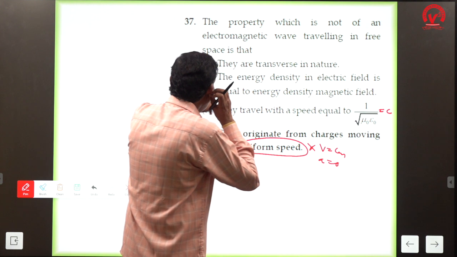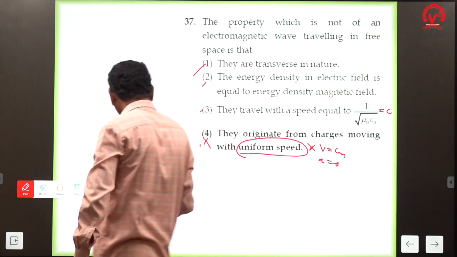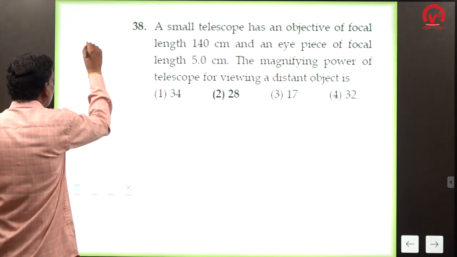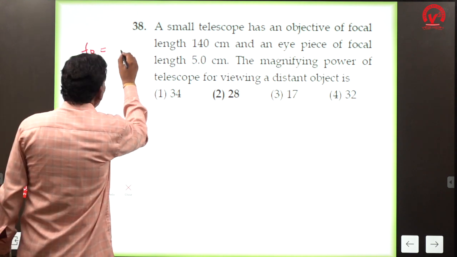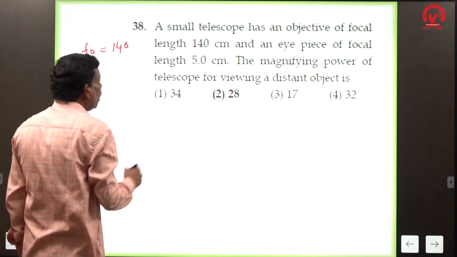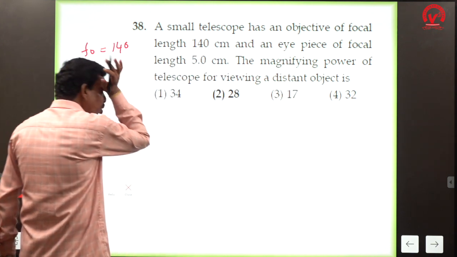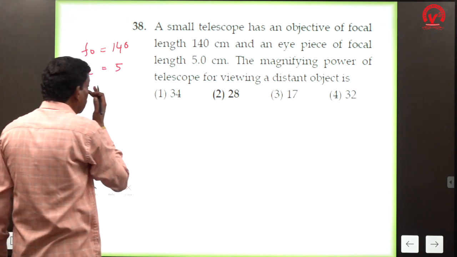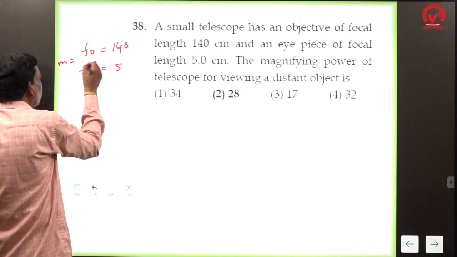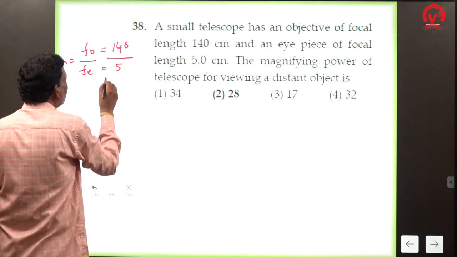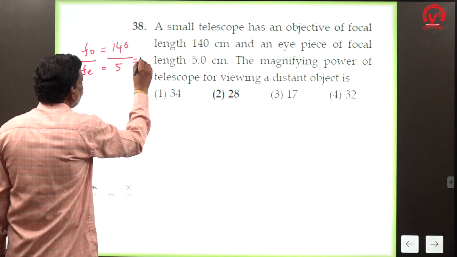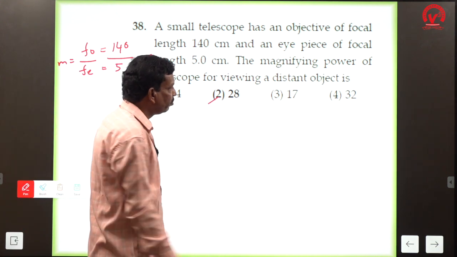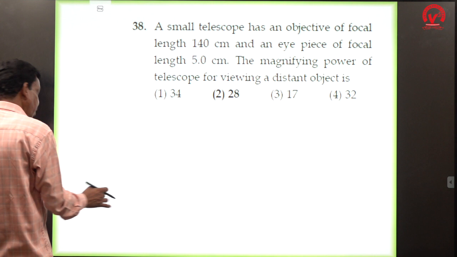So the fourth option is the one which is not. A small telescope has an objective of focal length f naught, given as 140 centimeter, and eyepiece given, Fe, 5 centimeter. They ask the magnifying power. M is equal to f naught by Fe. Cancel it. What do you get? 5 times 2 is 10, 5 times 8 is 40, so 28 is the correct answer.